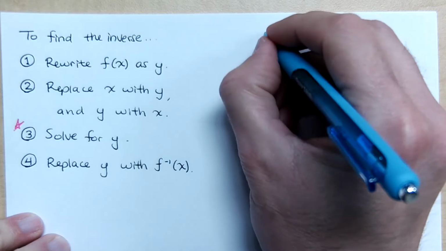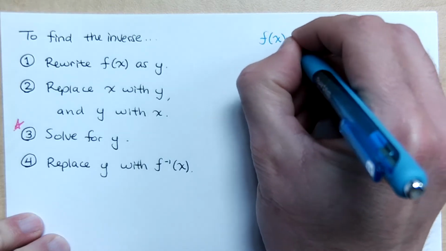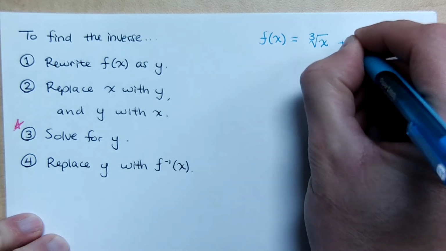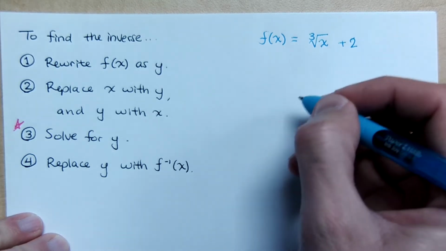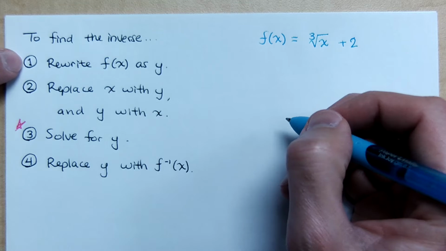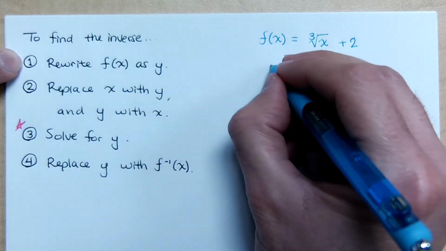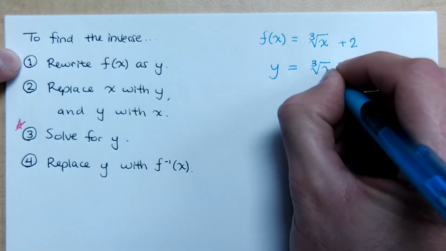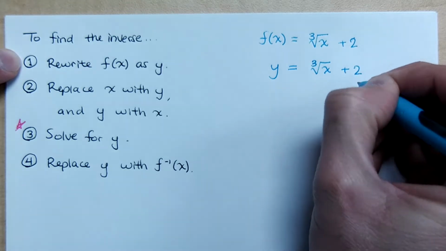I'm going to start with the last example that we went over, where we graphed the cube root of x plus 2. If I follow these steps, the first step says to rewrite f of x as y. Well, that's okay, so y is now equal to the cube root of x plus 2.